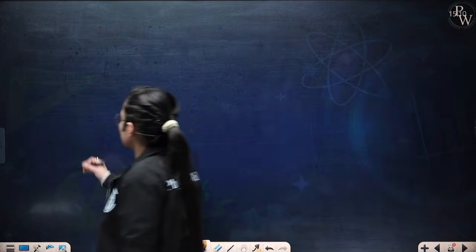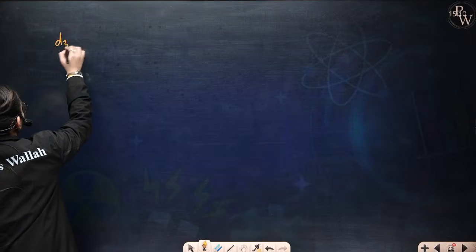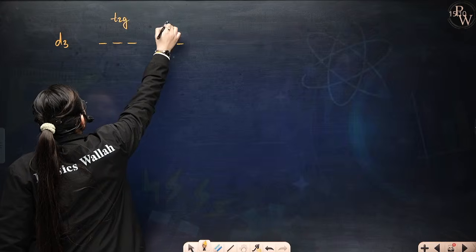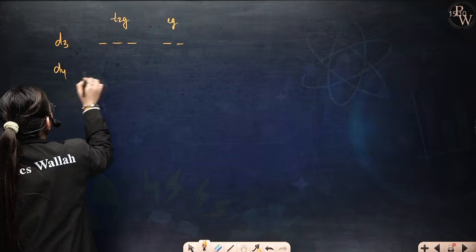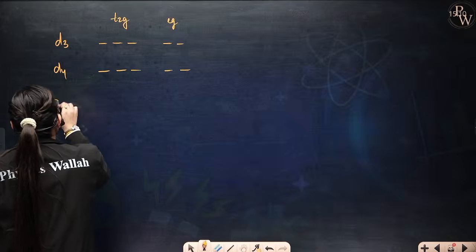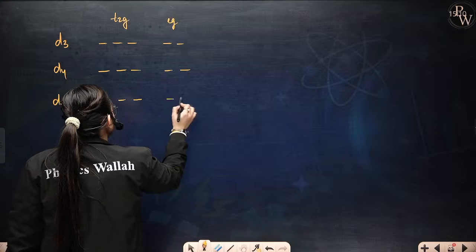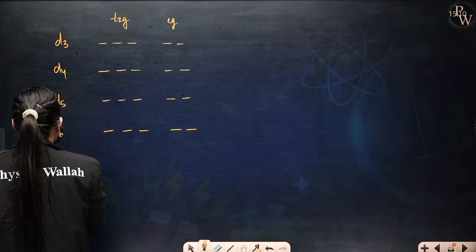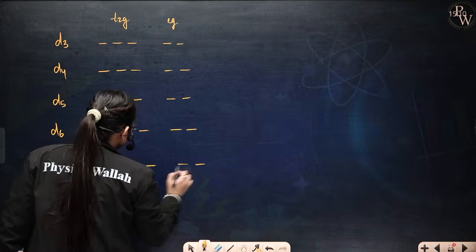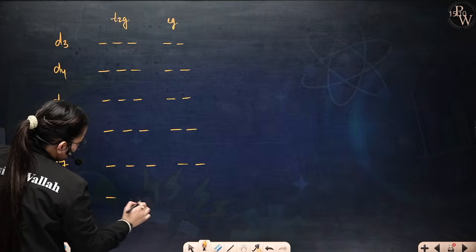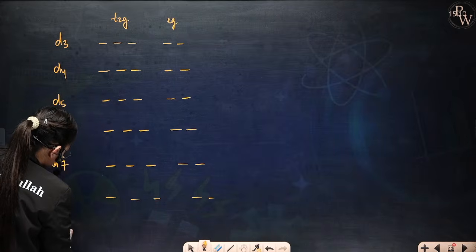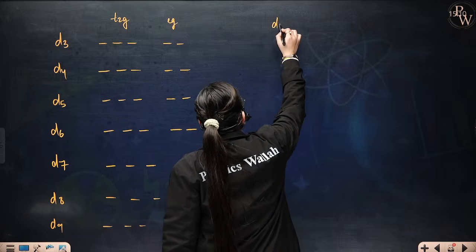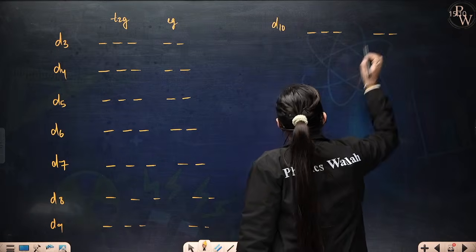Okay, now let us talk about D3 over here. And this is T2G, this is EG. T2G, EG. Here D4, T2G, EG. D5, T2G, EG. D6, T2G, EG. D7, T2G, EG. D8, T2G, EG. And D9, just see over here.